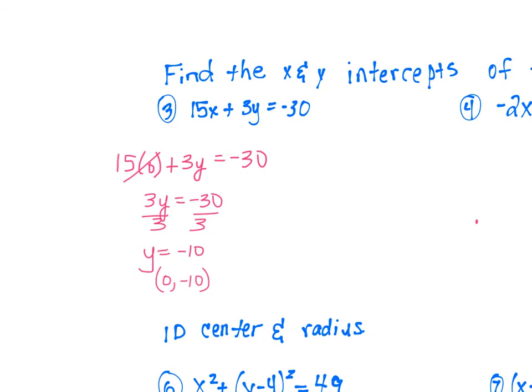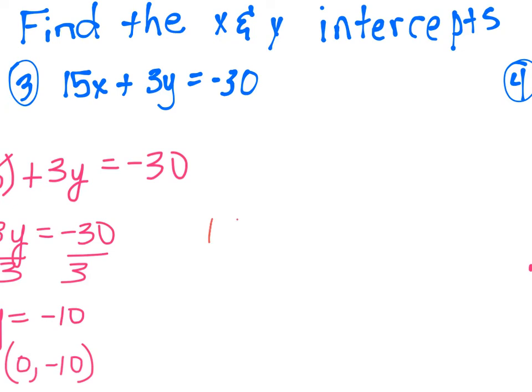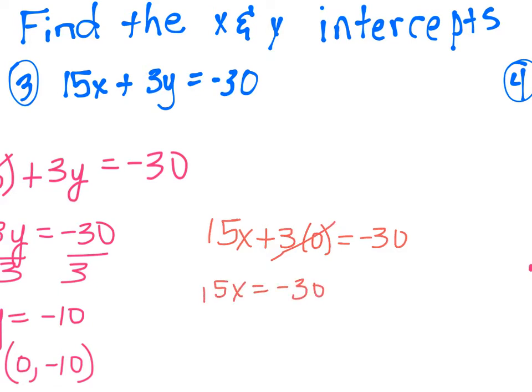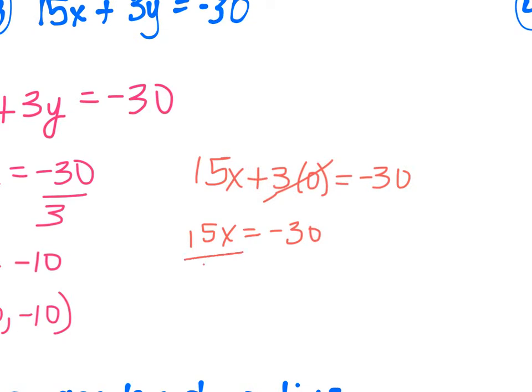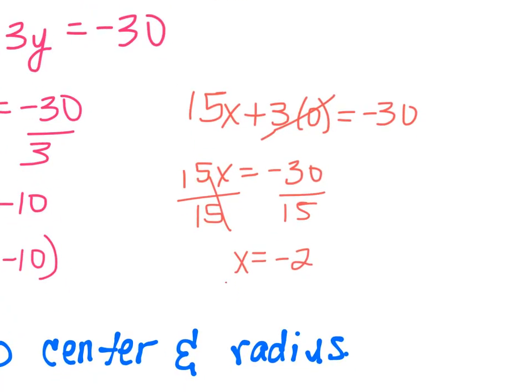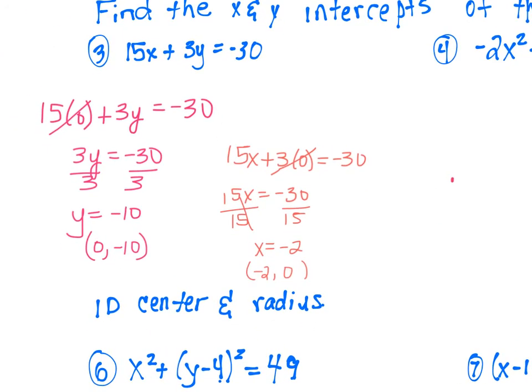Now we're going to do the exact same thing, but instead of plugging in 0 for x, I'm going to plug it in for what? Okay. So 15x plus 3 times 0 equals negative 30. Well, what's 3 times 0? So 15x equals negative 30. Divide by 15. X equals negative 2. And how would I write that as a point? Negative 2, comma, 0. That's how you show me your work. Does everyone understand? Yeah.